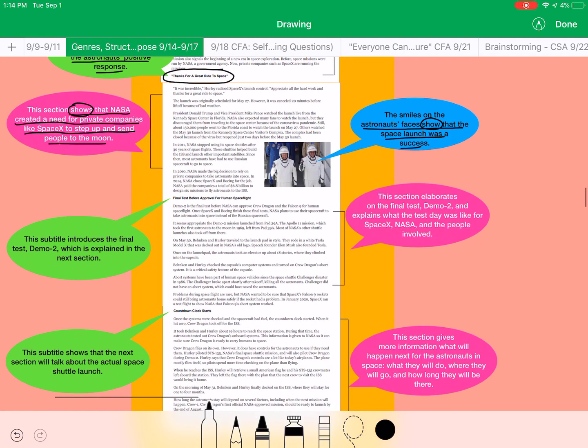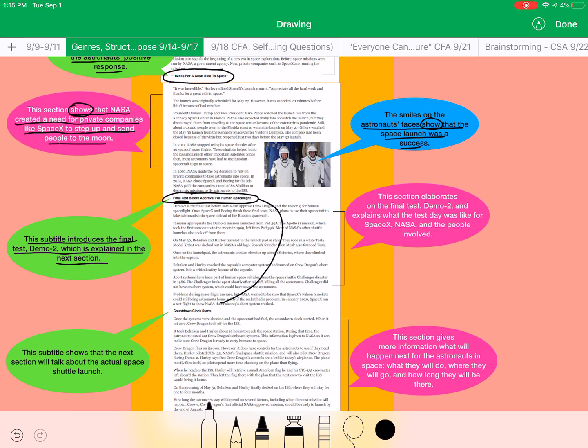I see my next subtitle, Final Test Before Approval for Human Spaceflight. I need to ask, how does this subtitle help the reader? It helps the reader because it tells the reader what the next section is going to be about. It's going to be about that final test, which we know from our reading is Demo 2. So this subtitle helps the reader because it introduces the final test, Demo 2, which is explained in the next section.